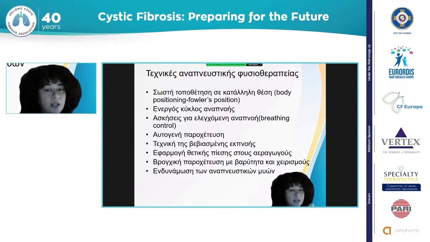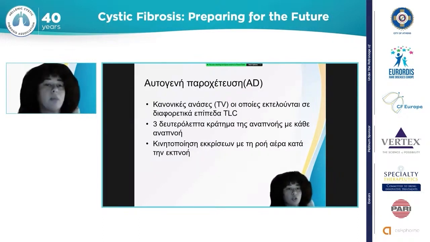First, body positioning, Fowler's position, breathing, active respiratory circle, exercise for breathing control, or independent drainage, forced expiration, positive pressure in air ducts, bronchial drainage with gravity and manipulation, and exercise of muscles. Autogenous drainage. Most patients do respiratory physiotherapy lifelong. So they have normal breaths executed at different levels, 3 seconds pause, and mobilization of secretions with airflow at expiration.